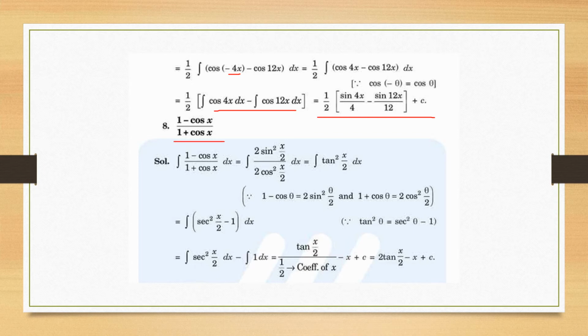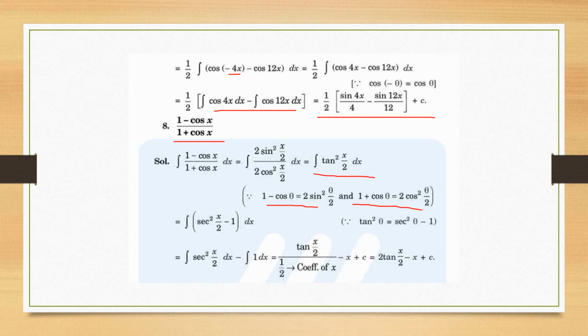Number 8 is (1 minus cos x) upon (1 plus cos x). Now you can proceed by rationalization, but the simple way is to use the formula: 1 minus cos theta is 2 sin square theta by 2, and 1 plus cos theta is 2 cos square theta by 2. It will change to tan square theta by 2, right?